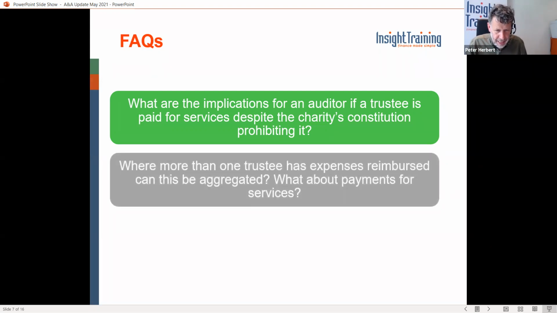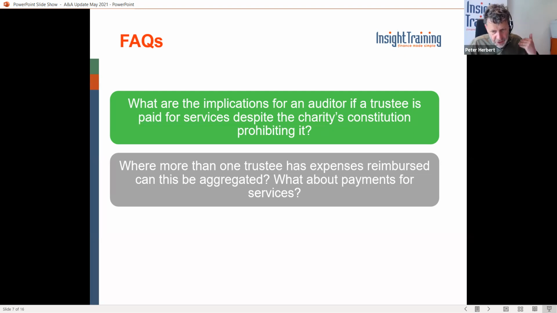Where more than one trustee has expenses reimbursed, can this be aggregated? What about payments for services? This, I think, is fairly straightforward. When it comes to expenses, the amounts concerned can indeed be aggregated and disclosed as one single total. I think we saw that on the previous slide.